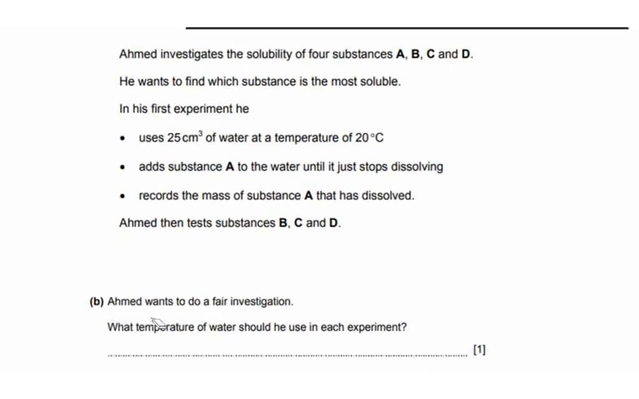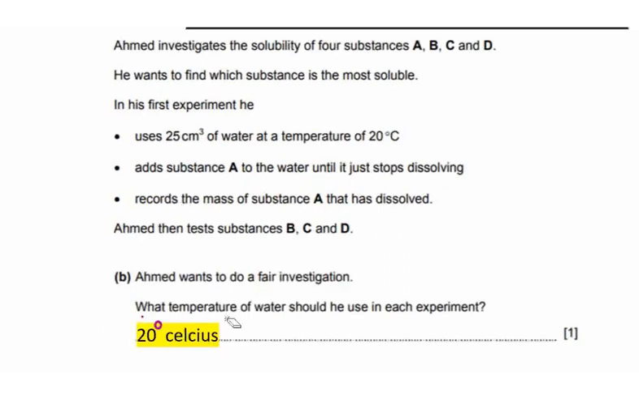B. Ahmed wants to do a fair investigation. What temperature of water should he use in each experiment? 10 seconds from now. Well, the answer is 20 degrees Celsius, as for substance A, Ahmed used 20 degrees Celsius.